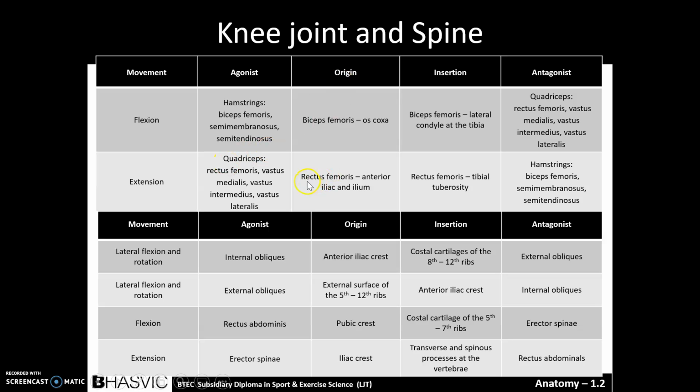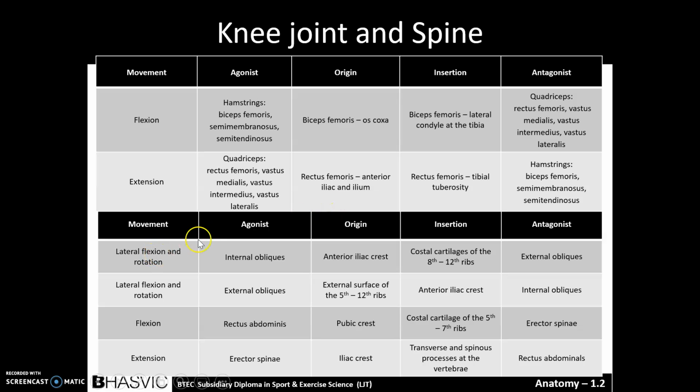The origin of the rectus femoris, as that one, just like the biceps femoris, is the one which is most responsible in creating that movement, even though they all make that movement, but the rectus femoris is the most important out of those four. And so the origin of the rectus femoris is the anterior iliac spine of the ilium, found in the pelvis. The insertion of the rectus femoris is the tibial tuberosity, and the antagonist would be the hamstrings group.